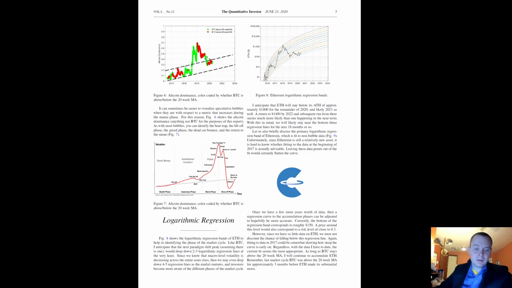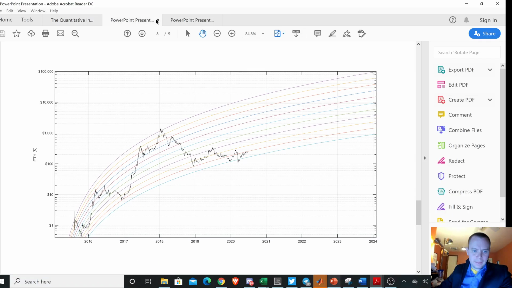The reason I say that is because I think it's going to take approximately that long for Bitcoin to get to its prior all-time high and sustain it. We might get there before then, but I don't think it would be sustainable. So let's go back and look at some other charts.